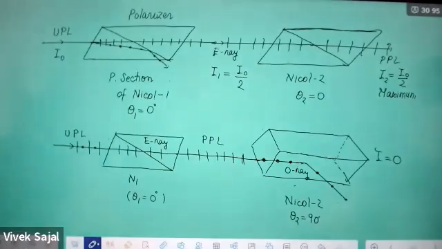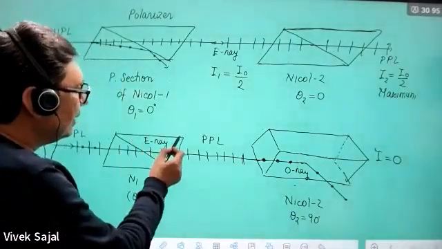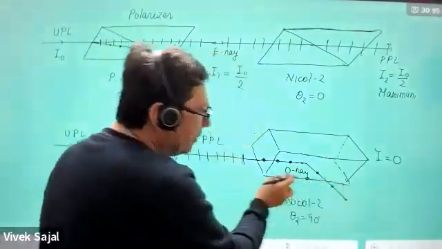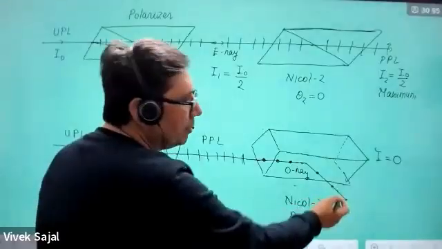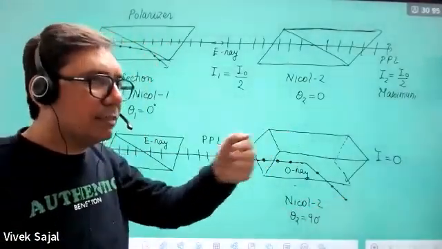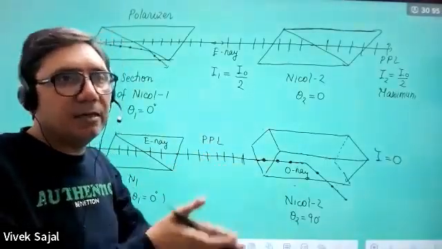Sir, in the previous slide, the black portion is to absorb the O-ray, right? Yes, that is for the O-ray. That is also here. On the side there will be an absorbing layer that will absorb this ordinary ray. Whatever light is passing through the side of this Nicol will be absorbed.